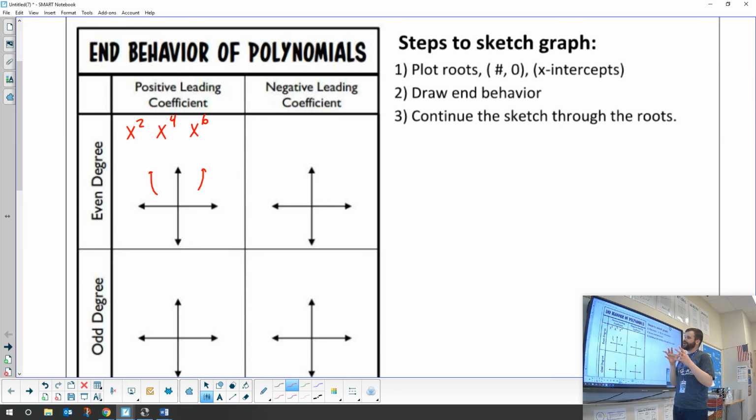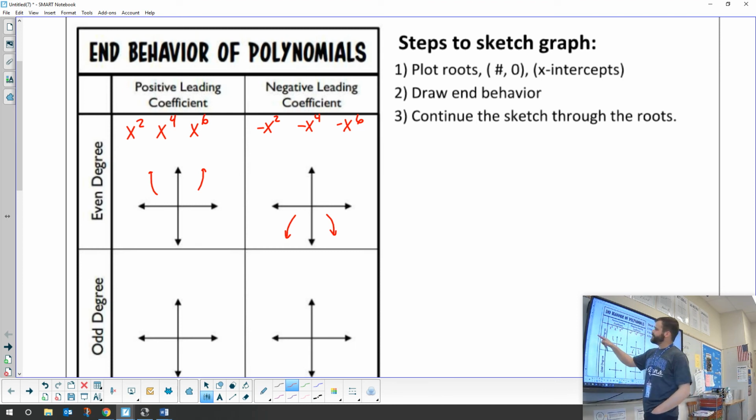However, if those are negative but still even degrees, like negative x squared, negative x to the fourth, or negative x to the sixth, it's going to still open in the same direction. Think like a quadratic. It's still going to open in the same direction, but this time it's going to open down because it's negative.